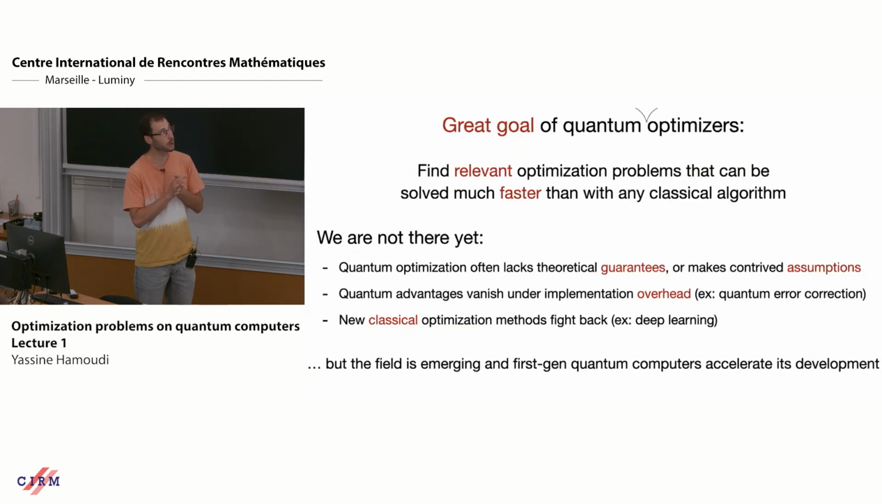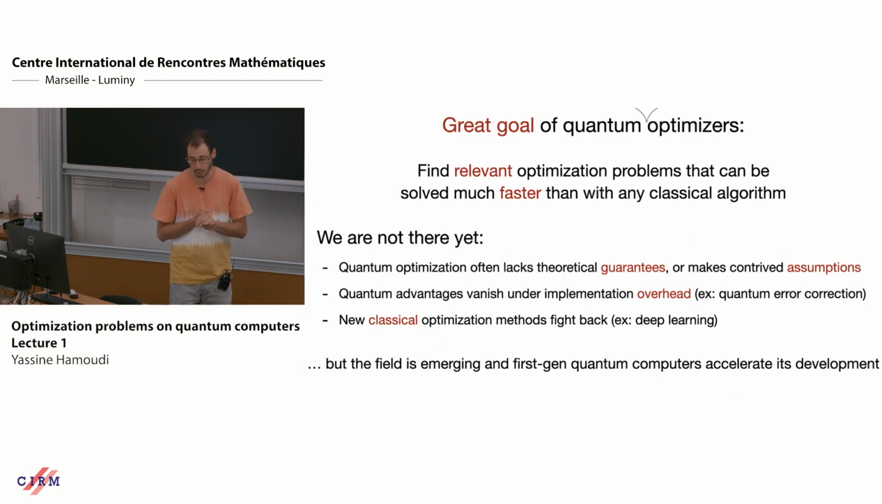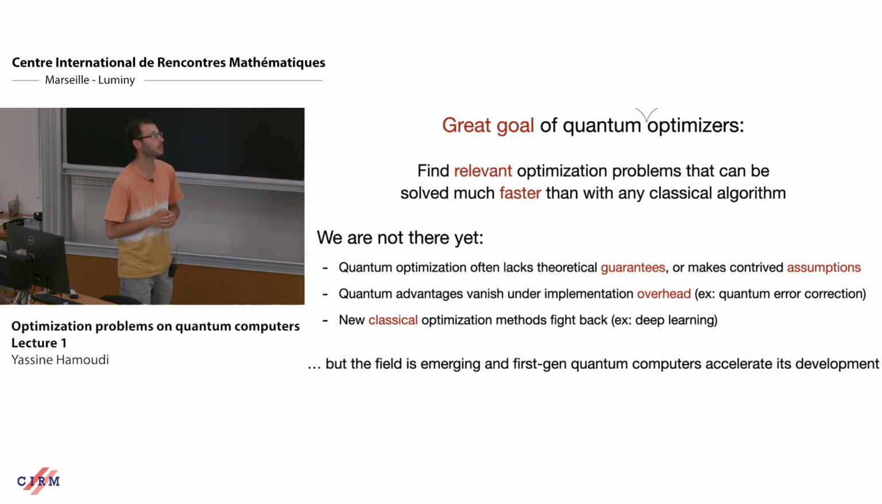Okay, so before we start today's topic, I would like to give a few disclaimers about quantum optimization. So the great goal of people that work on quantum optimization is to find relevant optimization problems that could be solved much more efficiently than with classical computers. So this is a long-term goal. However, we are quite far from reaching that goal.